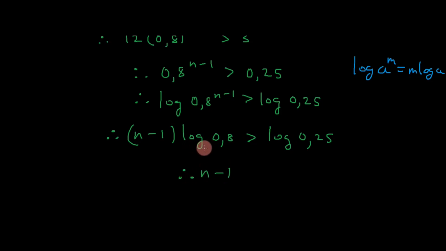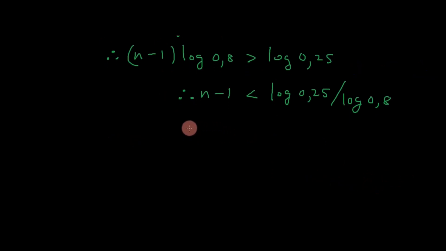But now what's important to note is that 0.8 is between 0 and 1. So the log of 0.8 will be a negative number. And when we divide by a negative number in an inequality, the inequality switches around. So it's going to be from greater than to less than. So it switches around when we divide by the log of 0.8.